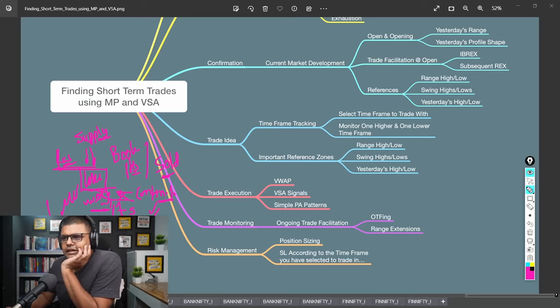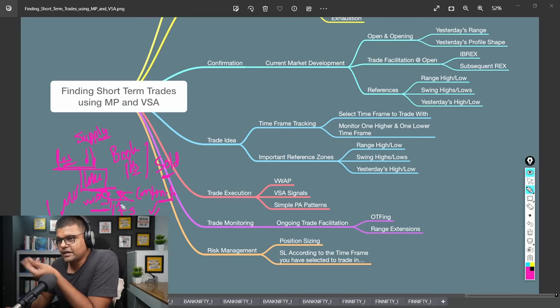You are looking at a trade idea. You wanted a pullback and it has straight away gone down. Now you come to the next reference. So far you are tracking yesterday's low. Opening below yesterday's low told you that there is a confirmation of sellers. IB breaks, subsequent range extension gave you further confirmation.